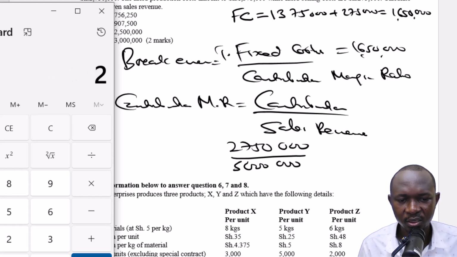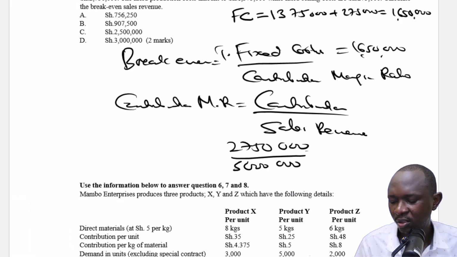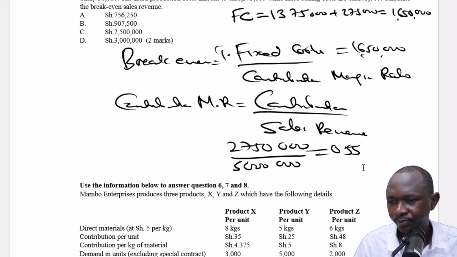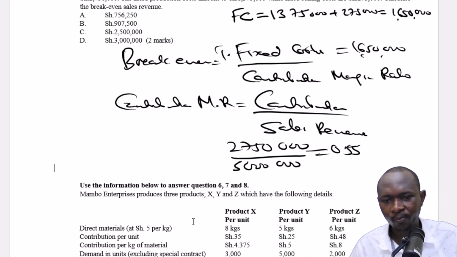So just get 2750 divided by 5500. This gives you 2750 divided by 5,500, I'm getting 0.55. So 0.55 will be our contribution margin ratio.